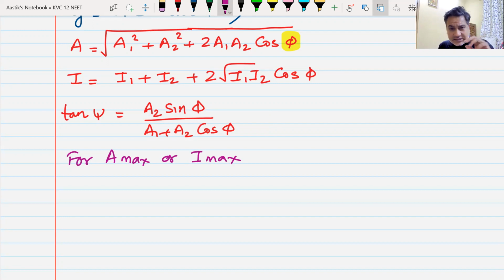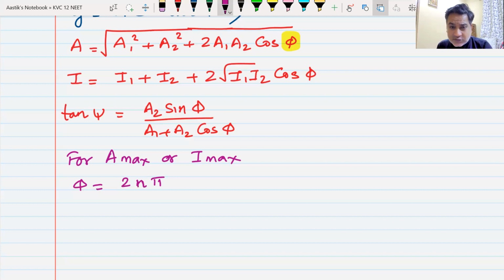When the value of cos theta is maximum, what is the maximum value of cos theta? The maximum value of cos theta is +1. And when does this +1 happen? When theta is 0 or 360 or 720, then 360 multiplied by 3, then 360 multiplied by 4. Even multiples of pi. For maximum amplitude or maximum intensity, your phi should be 2n pi. This is the general value.